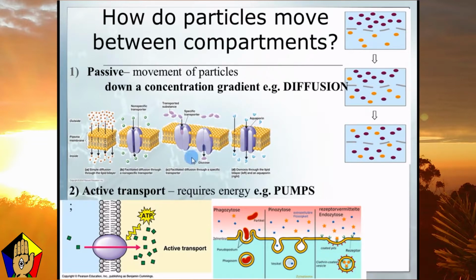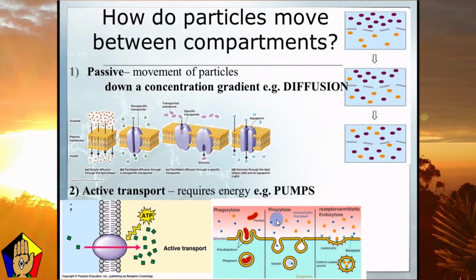The other type of movement is called active transport, and active transport requires energy. Typically when you see active, you're going to see the word pump. Like sodium-potassium pump, hydrogen-potassium pump. You'll see calcium pump. So lots of pumps going on. That means ATP is required.